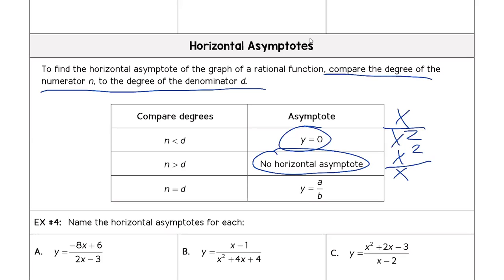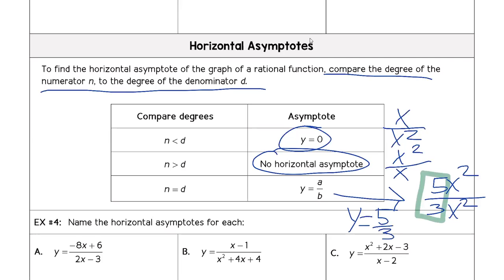Where it gets a little bit tricky, and you've got to be careful, is if you have the same degrees. So let's say you had 5x squared over 3x squared, for example. If you have the same degree, you look at the coefficients. So if this was what we were looking at, my horizontal asymptote would be at y equals 5 over 3.